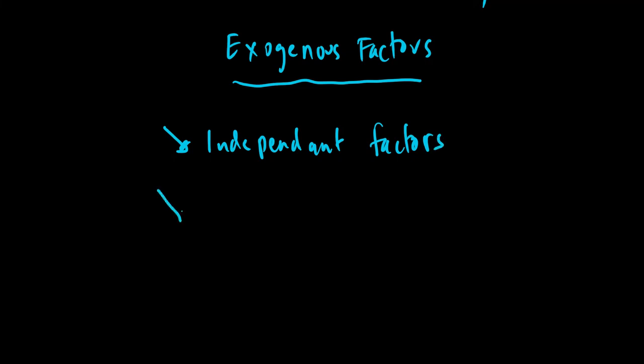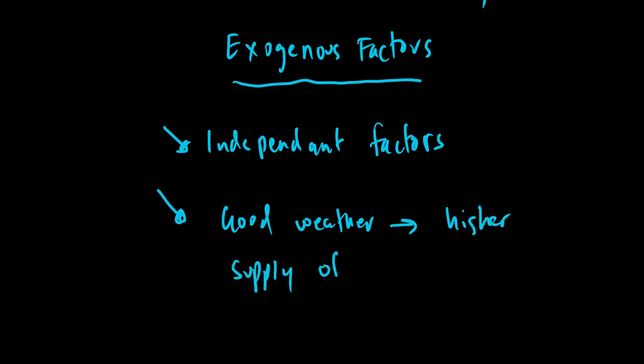A good example of this could be that good weather can result in higher supply of agricultural goods. So you could have a bumper crop, a good crop, because an external factor, for example good weather, is causing the supply to rise.